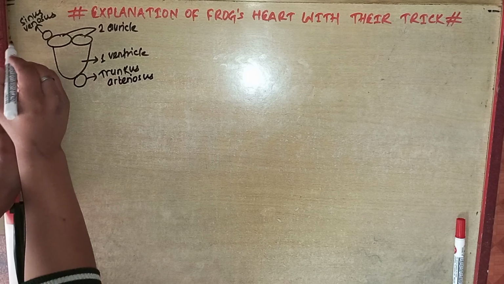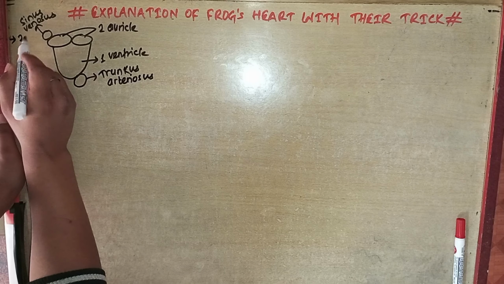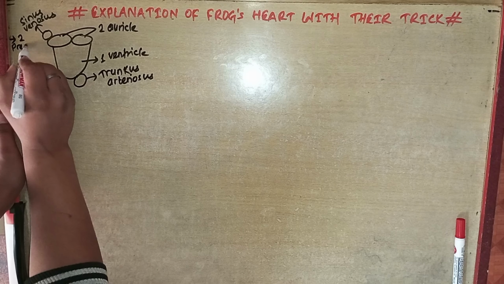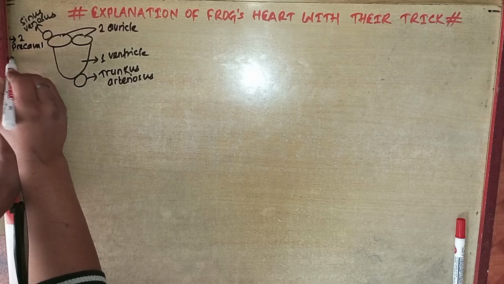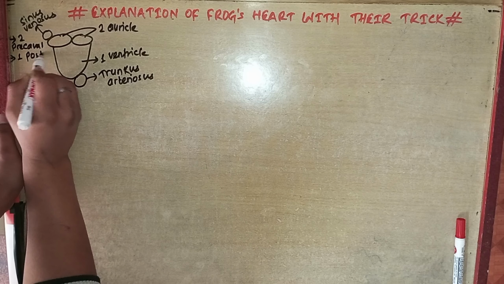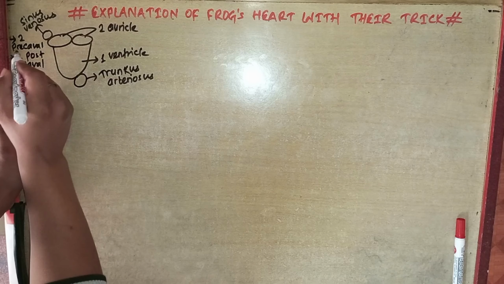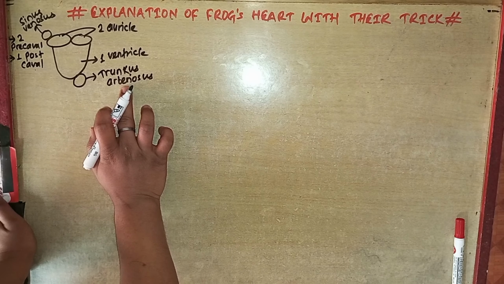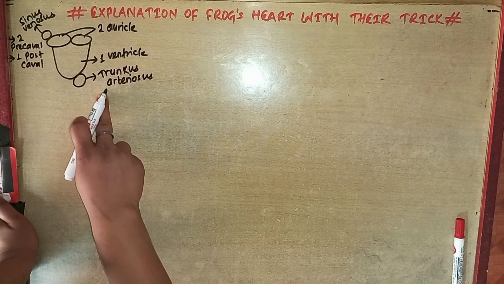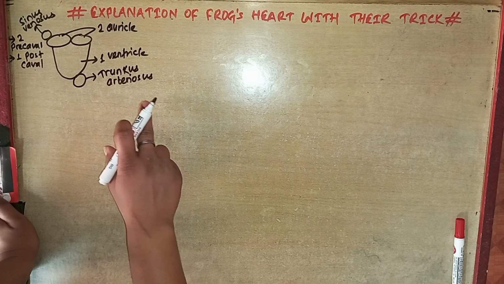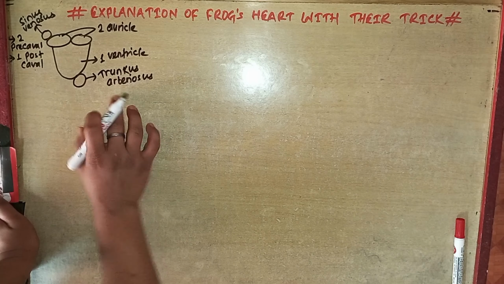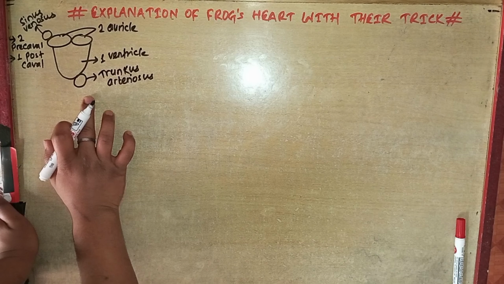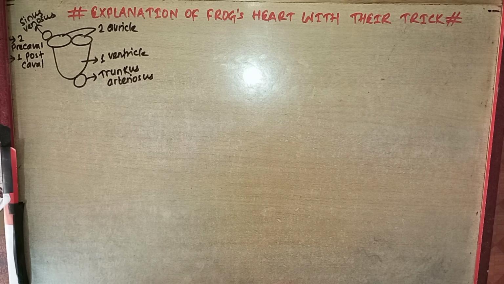And this sinus venosus has two precavals and one postcaval, which are four inlets of blood into the heart. The function of truncus arteriosus is the outlet of blood, to supply blood from the ventricle to different parts of the body. So this is the short description of the frog heart.